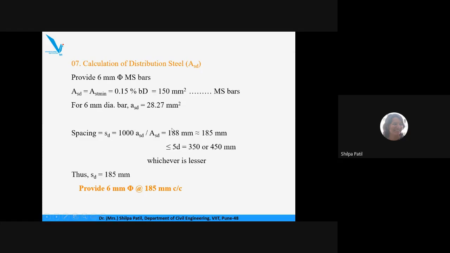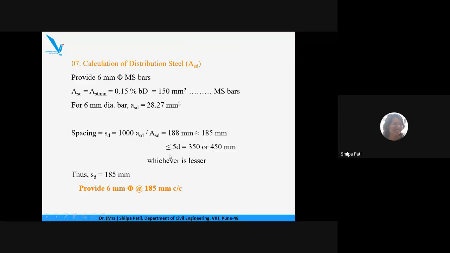For practical implementation, instead of considering 188 mm, we normally round it off to the closest multiple of 5 or 0. So we have rounded it off to 185 mm. Closing the spacing, you always have to reduce rather than increase when we adopt the value in the calculation. So we have adopted it as 185 mm, and we have to verify this value against the given clause of IS 456, that is 5D or 450 mm, whichever is lesser.